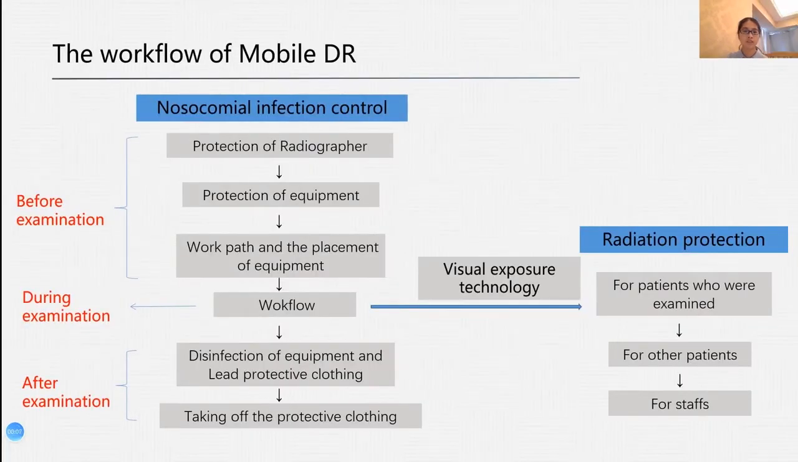The following is a detailed workflow of mobile DR radiography. I divided it into 2 parts. The first part is nosocomial infection control, and the second part is radiation protection. The nosocomial infection control includes 3 periods: before examination, during examination, and after examination. First, let's see the first stage.